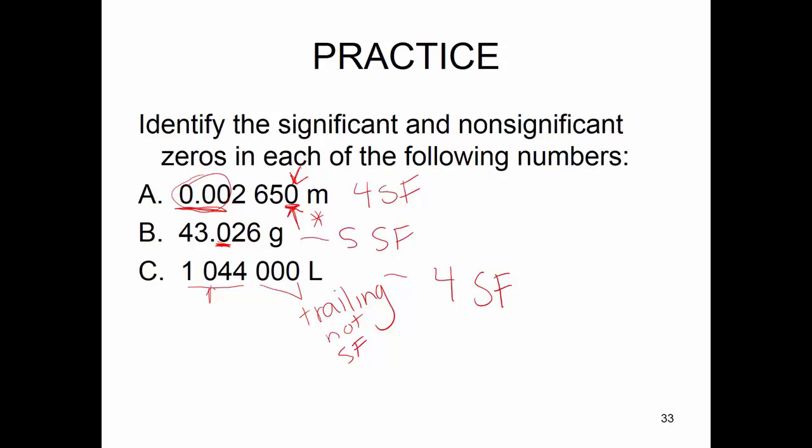I hope this little video and practice helped, and I'm sure you can find lots of practice with these from your book or online or anywhere. There's lots of numbers. We could pick any number and look at it and figure out the significant digits for it.